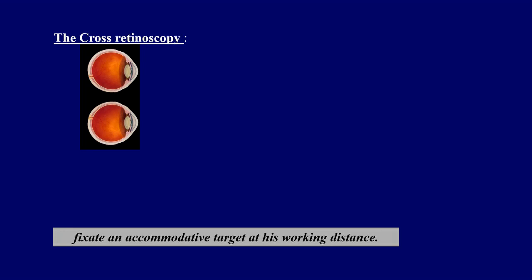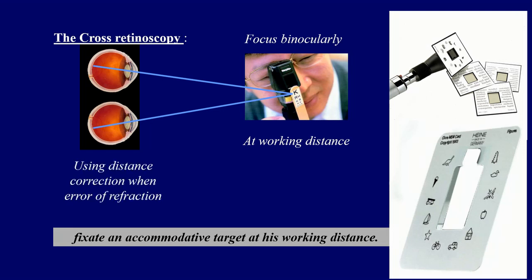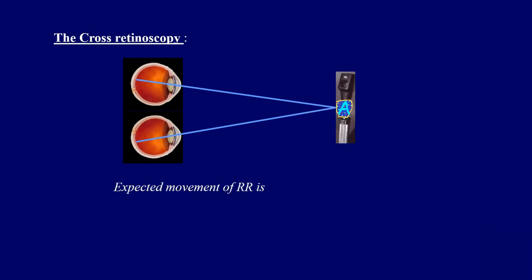What about the cross-retinoscopy? Here we have the target at the working distance. We ask the patient to accommodate on the target with both eyes. Any error is corrected in this situation, so the patient has to put on his distance glasses. So the expected movement of the red reflex should be no movement, but there is a with movement obtained because of the accommodation lag.